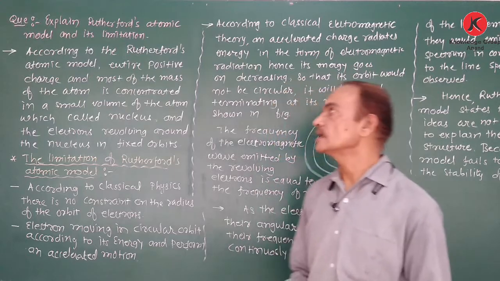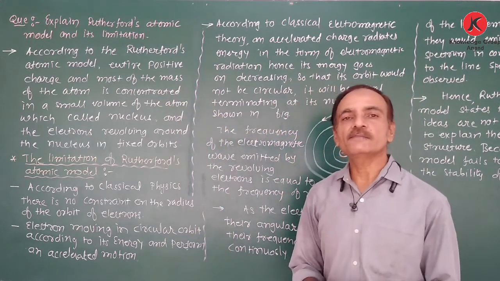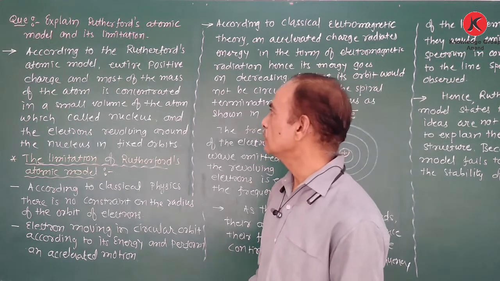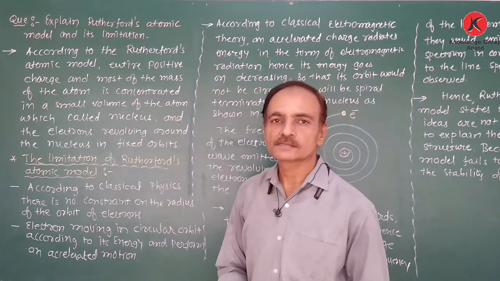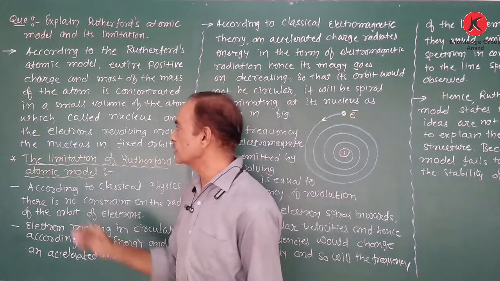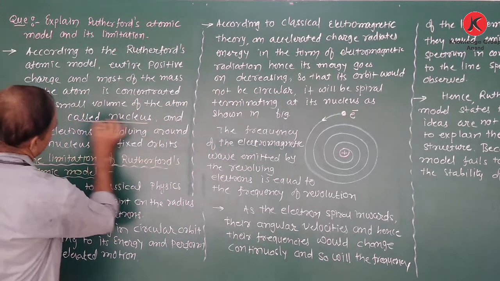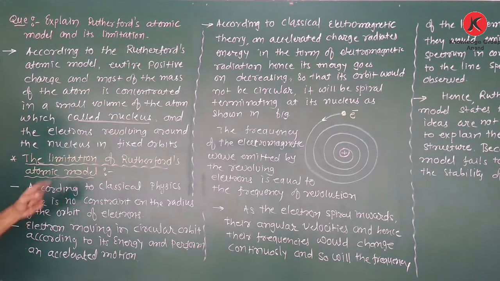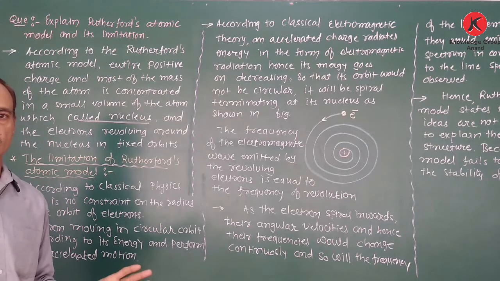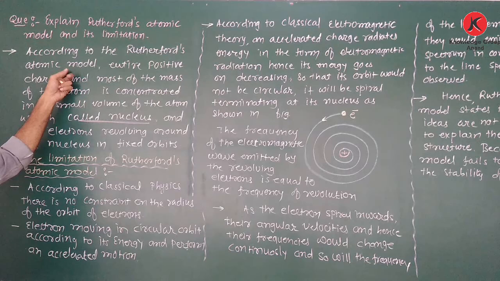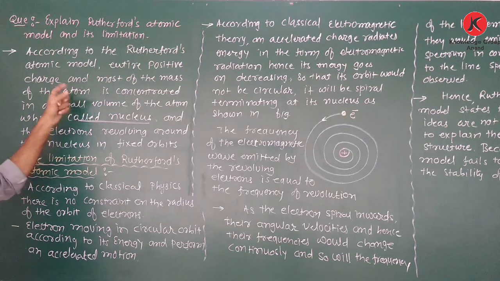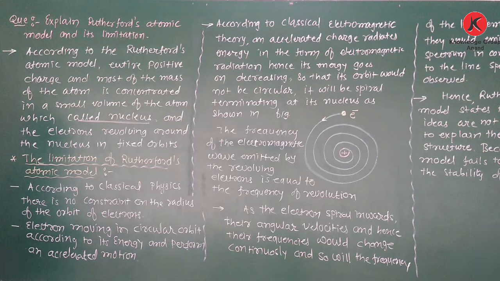First, Rutherford's atomic model. According to Rutherford's atomic model, the entire positive charge and most of the mass of the atom is concentrated in a small volume of the atom. This small central volume is known as the nucleus. And the electrons revolve around the nucleus in fixed circular orbits. That is the atomic model Rutherford suggested: the entire positive charge and most of the mass of the atom is concentrated in a small volume known as the nucleus, and electrons revolve around the nucleus in fixed circular orbits.